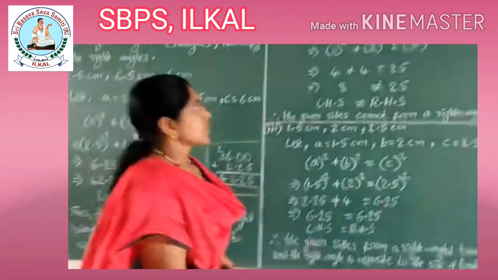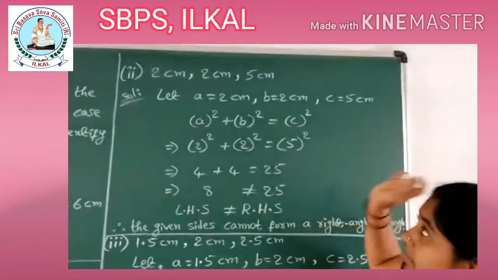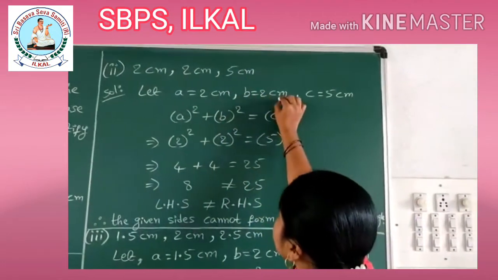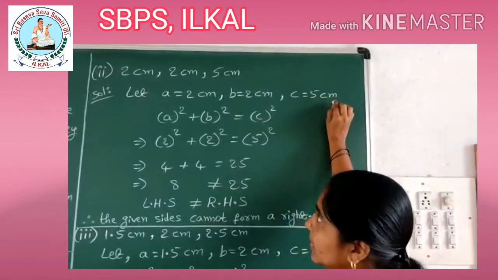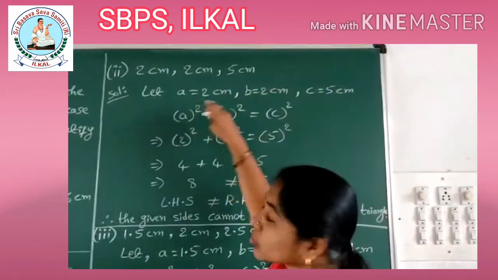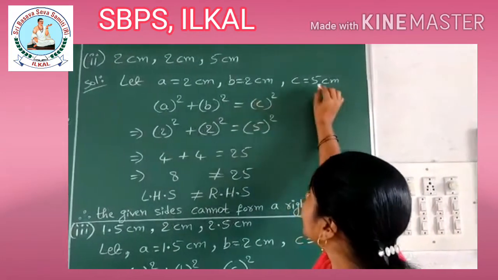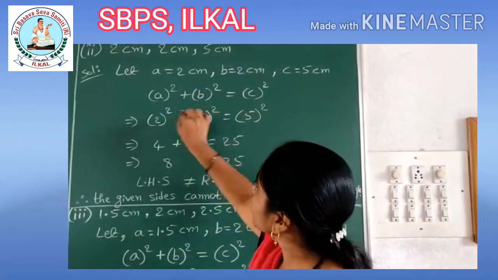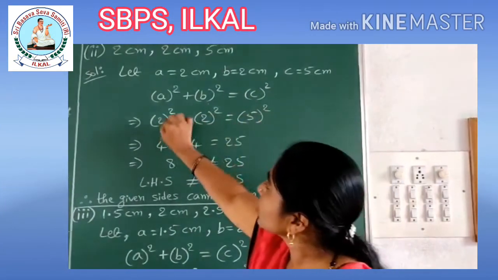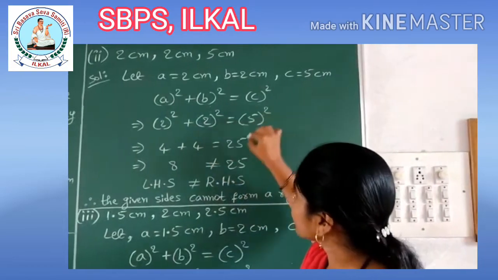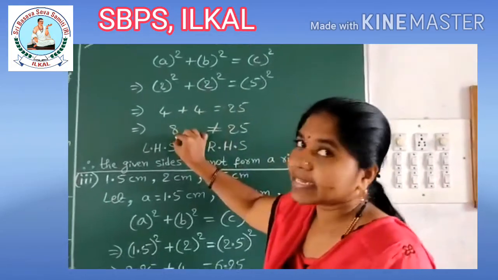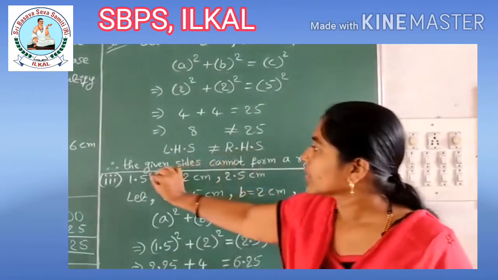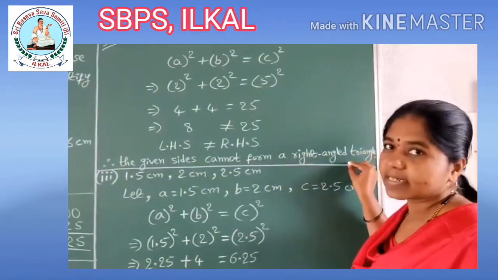Okay. Next one, 2 centimeter, again 2 centimeter, 5 centimeter. The given solution: A is equal to 2 centimeter, B is equal to 2 centimeter, and C is equal to 5 centimeter. Which two small values are there? First, those two squares will be equal to the bigger number square. A square plus B square is equal to C square. 2 square plus 2 square is equal to 5 square. 2 2s are 4, 2 2s are 4, which is equal to 5 5s are 25. 4 plus 4 is equal to 8, which is not equal to 25. Means LHS is not equal to RHS. Therefore the given sides cannot form a right angled triangle.